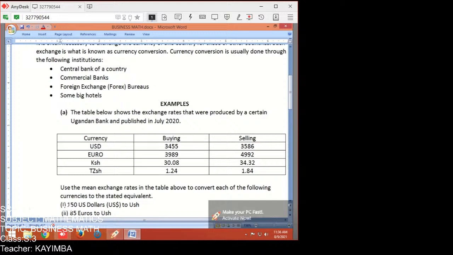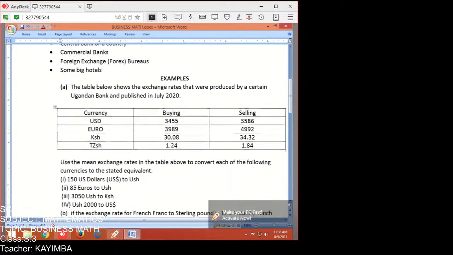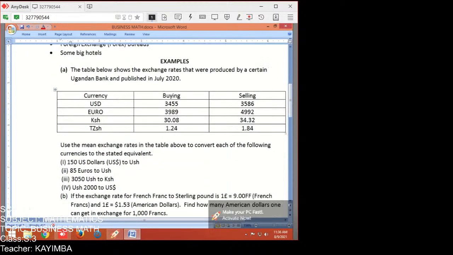So use the mean exchange rates in the table above to convert each of the following currencies to a stated equivalent. So we are going to do this example. This is our first example for today, and we are going to do it here.